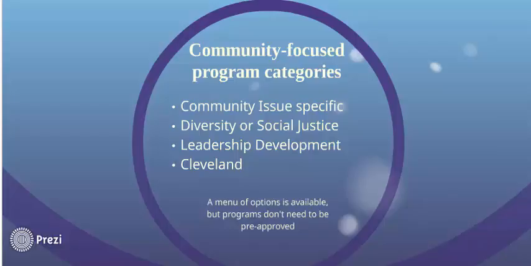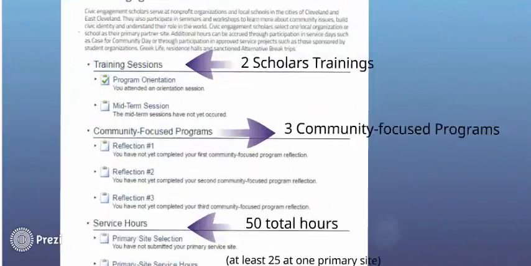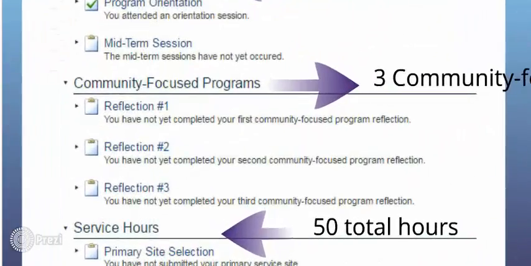Just depends on you. Once you attend a community-focused program, you'll submit a brief reflection about what you learned through the program on your scholars checklist. The way you do that is you'll click on this small arrow, which will take you to a form that allows you to submit, again, a brief reflection about what you learned. And once you go ahead and submit that, you'll see a green check mark appear in that box.